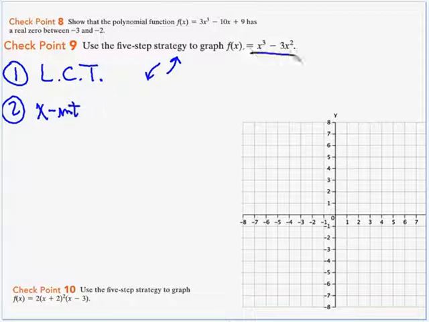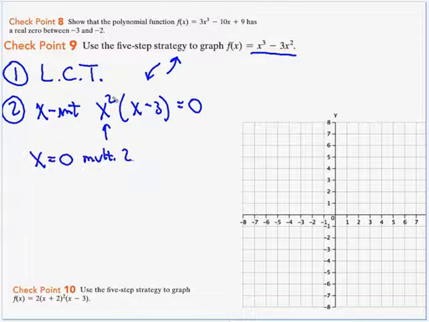Well, we're going to take this and factor it. Factor out an x squared, and you're left with x minus 3. So we have a zero here at 0. X equals 0. That is a multiplicity of 2 because it's x squared. So we're going to turn around at that zero. If we set this equal to 0, x minus 3 equals 0 means x equals 3. That is multiplicity 1, and we cross at that zero.